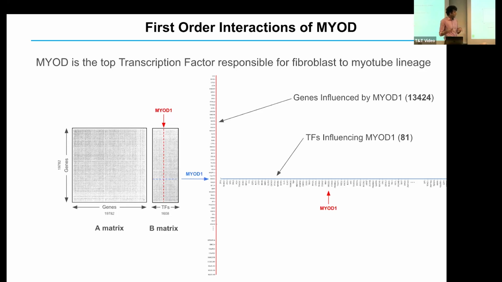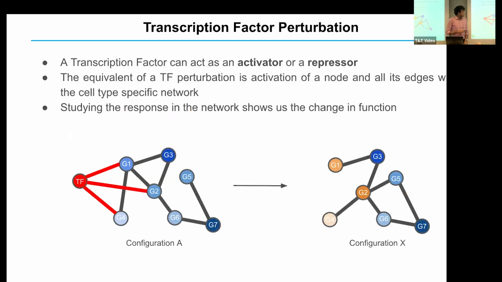Now, I'll reiterate this. This column gives us all the genes that MyoD, the transcription factor, affects, and the row gives us all the transcription factors that affect MyoD. So we can think of this as, for example, if we take a fibroblast cell type, we can see out of these transcription factors that actually affect MyoD, which ones are actually crucial for that particular cell type. We'll be able to distinguish those, and then infer that from this particular information that we get.